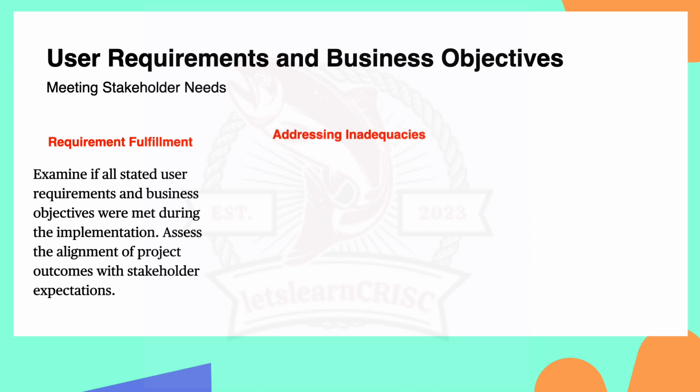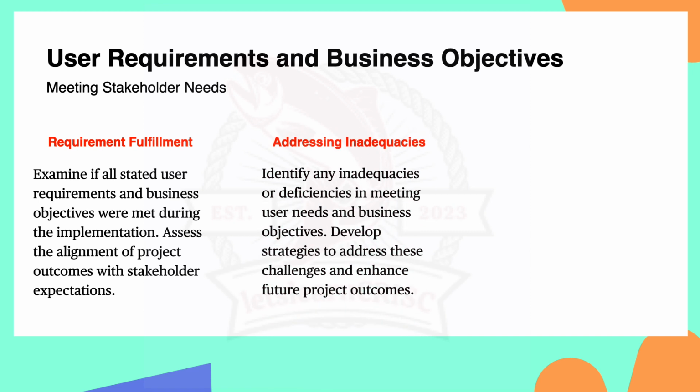Next, addressing inadequacies. The thing to be considered over here is to identify any shortcomings in meeting user needs and business objectives. Plan strategies to fix these challenges for better future projects. Just think of it as finding the missing pieces in a puzzle. How can we improve to ensure a complete picture next time?